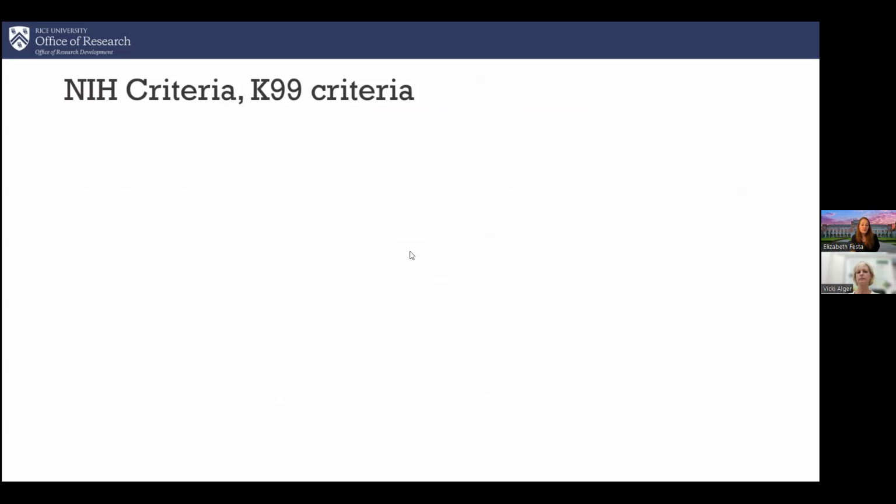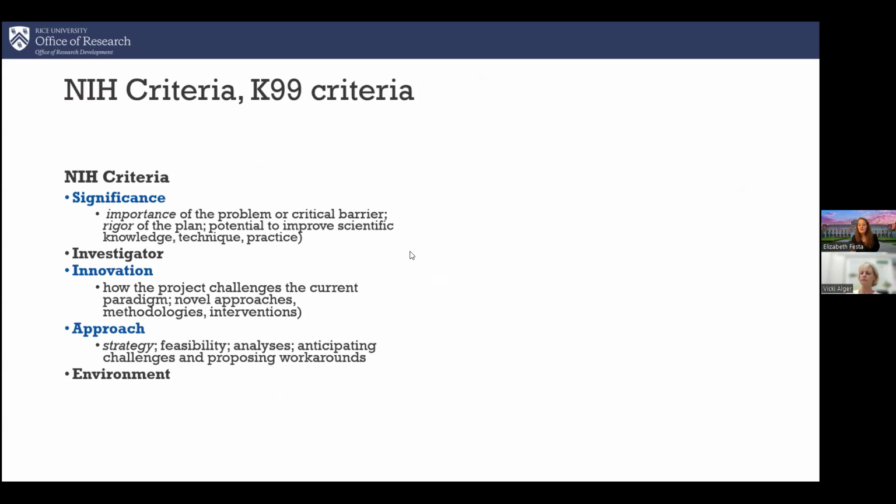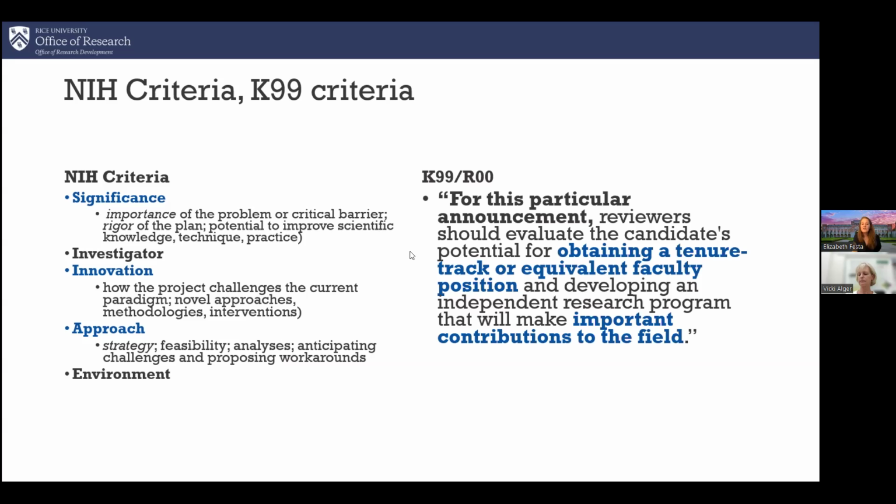So the NIH's general reviewer criteria includes significance of the project, the investigator's qualifications, the innovativeness of the project, the soundness of the approach, and the quality of the environment and the support that it's offering. But to reiterate, the K99, I would say the overarching criterion is whether you're going to be able to get a tenure track job or equivalent faculty position at the end of it and make important contributions to the field that NIH values. So that is sort of the ultimate criterion.